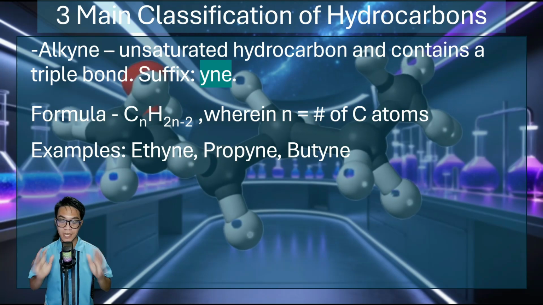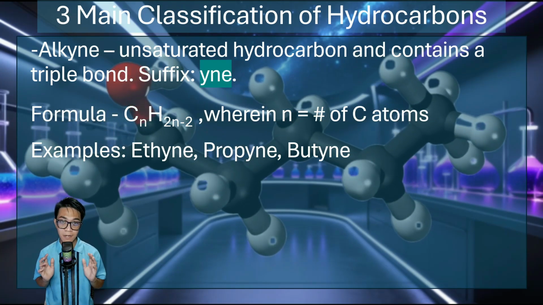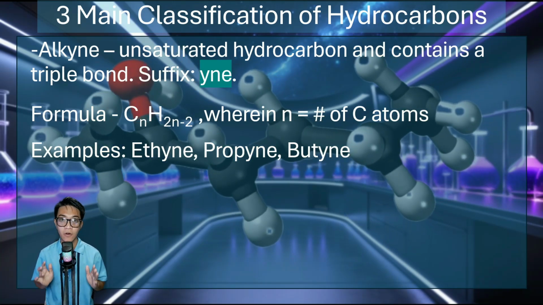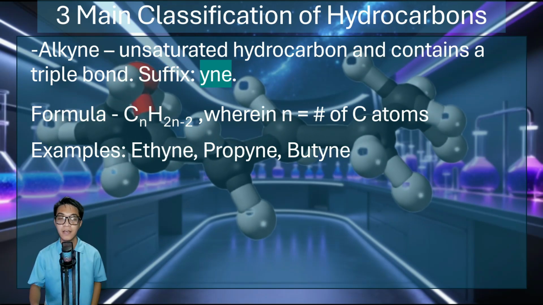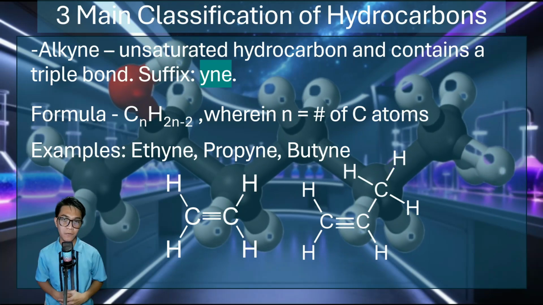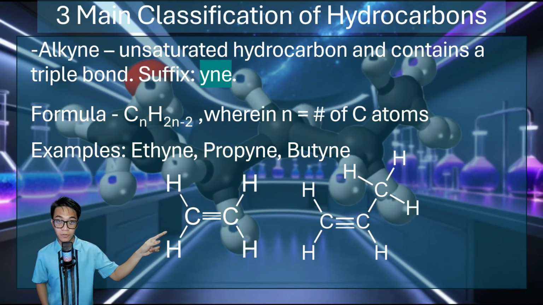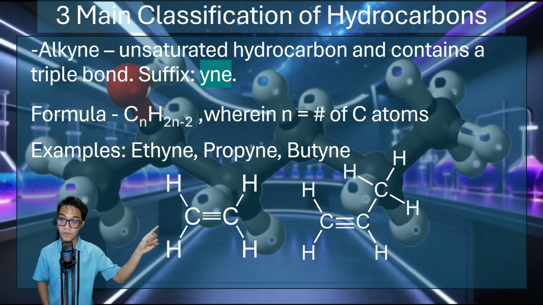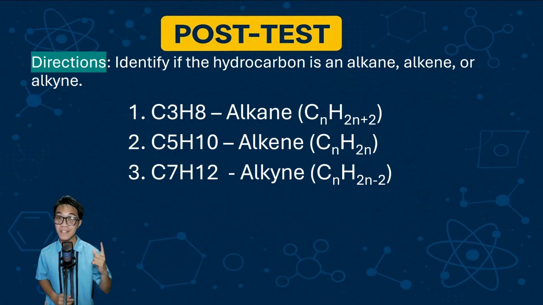These are the same examples that we had earlier, but we just simply substituted the suffix -yne instead of -ene and -ane. And these are the structural formulas for our examples of alkynes. As you can see, they have triple bonds of carbon-to-carbon, and the same thing can be said with our propyne.